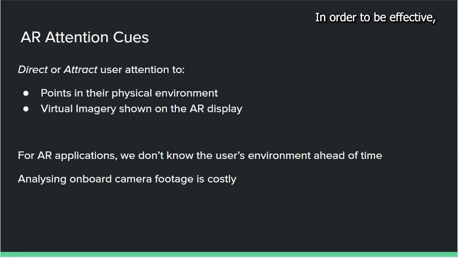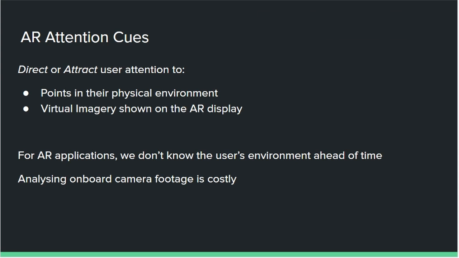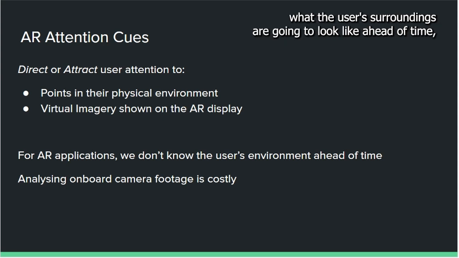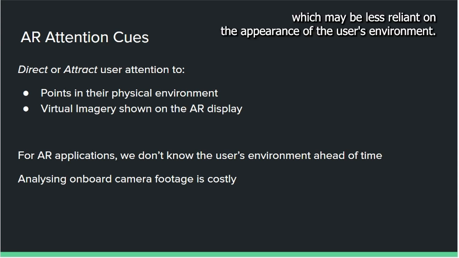In order to be effective, attention cues should stand out relative to their surroundings. However, for most AR applications, we typically don't know what the user's surroundings are going to look like ahead of time. So the effectiveness of any particular cue design will vary depending on the user's environment. For this reason, we look into dichoptic cues, which may be less reliant on the appearance of the user's environment.